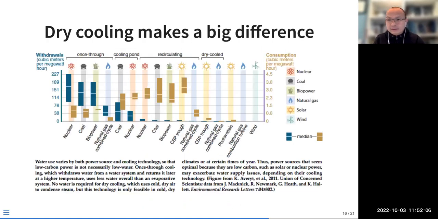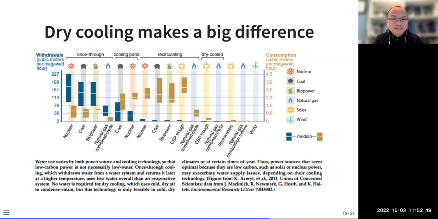That brings up the topic of different cooling systems. As you can see here, it highlights 4 technologies. One is once-through, as you can see from the name, right? You withdraw the water from the river or other sources, it flows once through the system, cooling down the system, and is discharged back to the water system. And it has the highest water withdrawal, as you can see here, on a per megawatt hour basis.